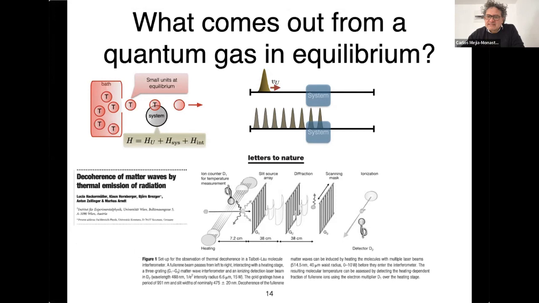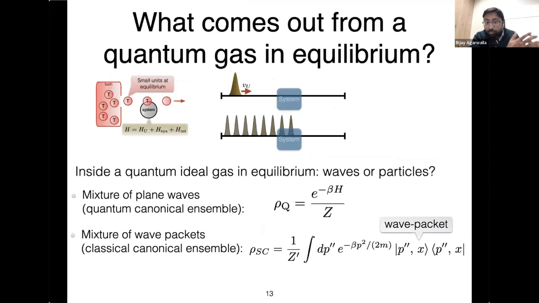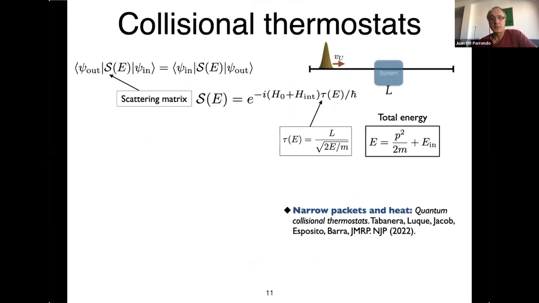Bihai Argavala. Hello, Parrondo. Thanks for this wonderful talk. I have one question related to the point that you made in the end about the thermalization. I'm wondering if there is any one-to-one connection with the point that you're making, that we need a narrow packet plus effusion, where for a thermal distribution it should be incoherent in terms of spectral density, that should be broad. Is there any kind of one-to-one correspondence that can be drawn here? You mean, for instance, the ohmic spectrum and conditions like that.